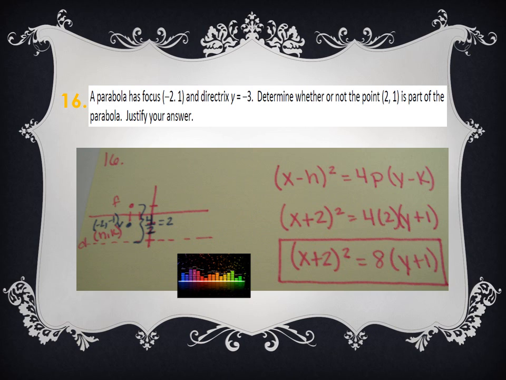Then we substitute what we're given with the vertex and p into our standard form of the parabola equation. So we get x minus h, which is −2, so we get (x + 2)² = 4p, p is 2, and then y minus k, which is a −1, so we get (y + 1). Multiply 4 and 2 together to get (x + 2)² = 8(y + 1).